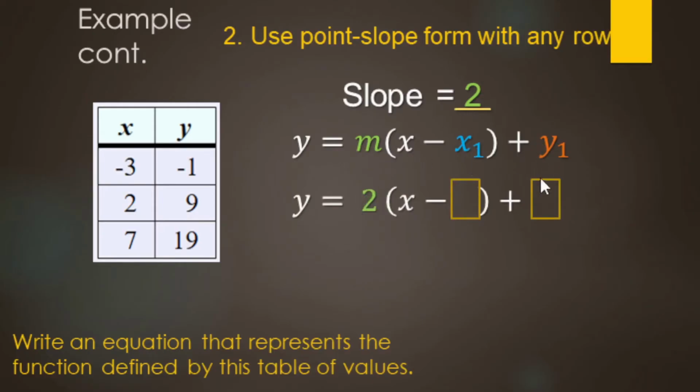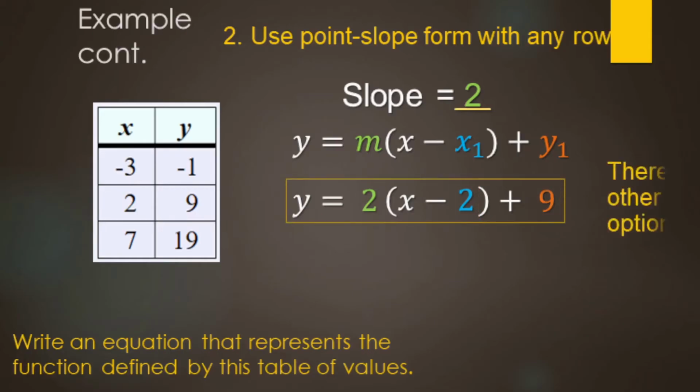Now the x1 and the y1, you can pick any row here. So just figure out which one looks easiest. So in this case here, probably this middle row is going to be easiest. It's got small-ish numbers and no negatives. So boom, we can put a 2 in for the x1, and then the corresponding y1, that's going to be a 9 there. And we're done. So that's an easy way of doing it.